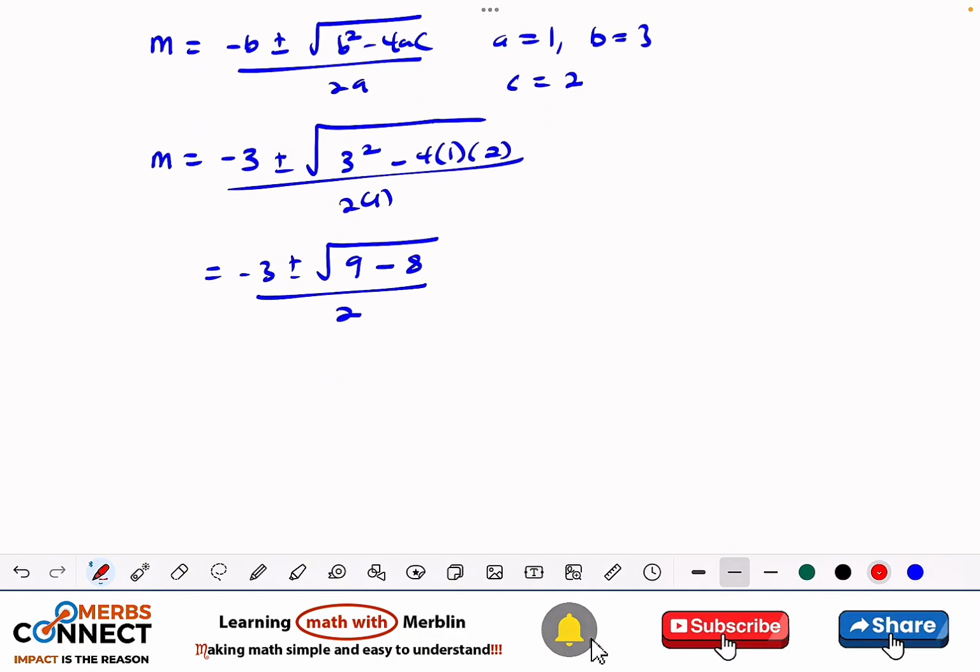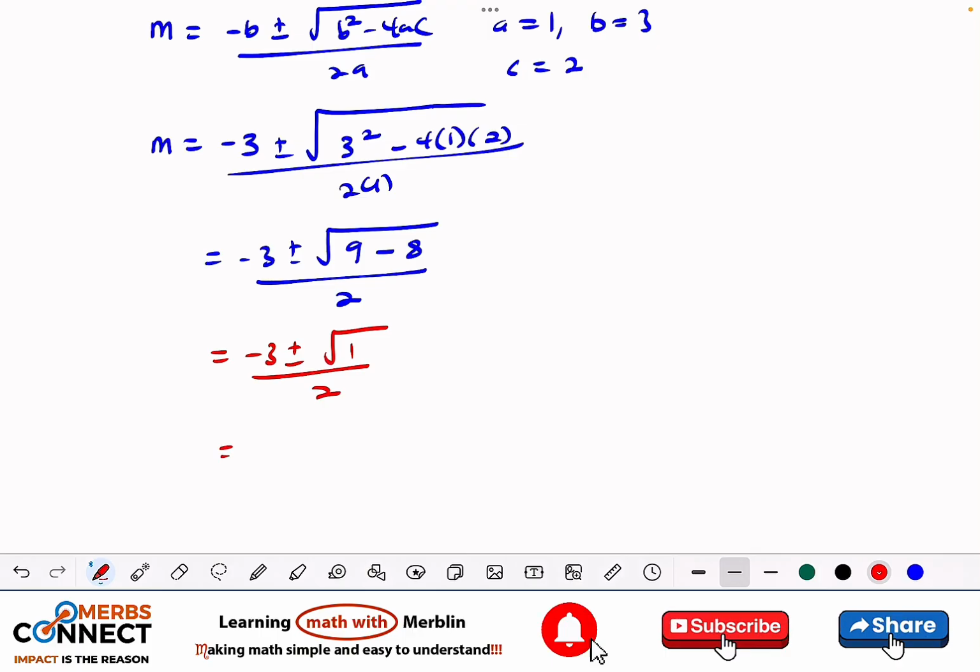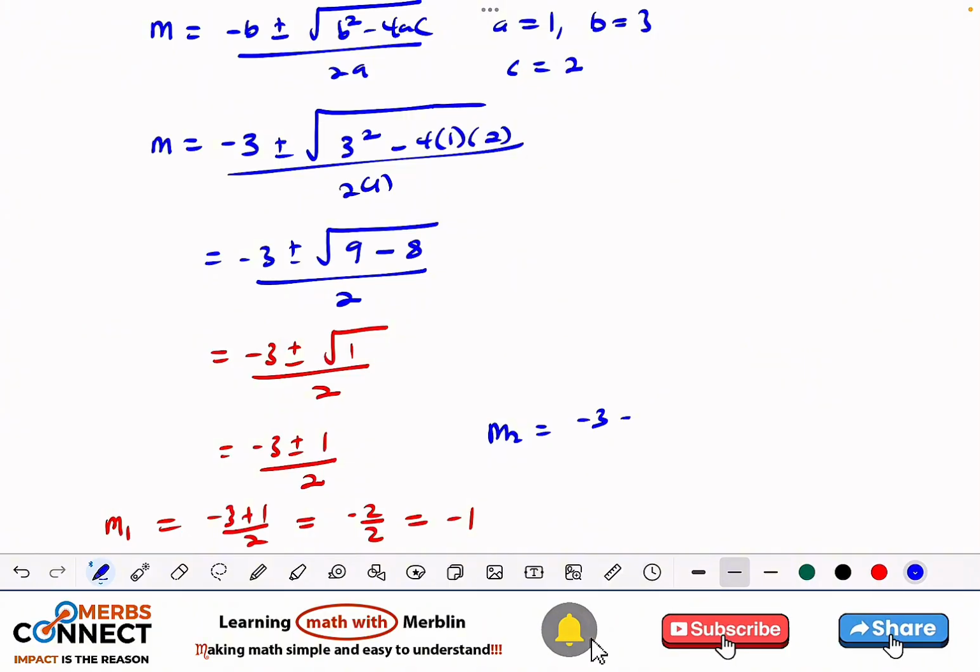So what are we going to get from here? Minus 3 plus or minus the square root of 1, divided by 2. And this is going to give us minus 3 plus or minus 1, divided by 2. So m1 will be equal to minus 3 plus 1 divided by 2, which is minus 2 divided by 2, and this is minus 1. And then m2 will be equal to minus 3 minus 1 divided by 2. This is minus 4 divided by 2, which is minus 2.